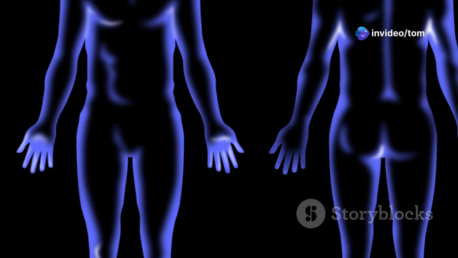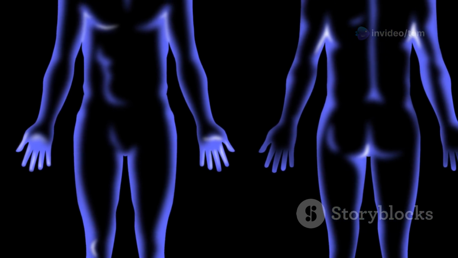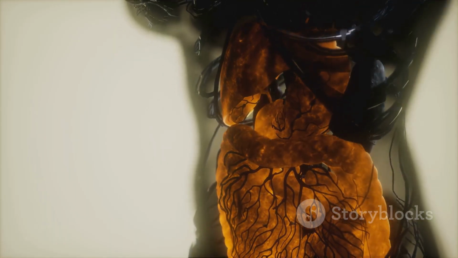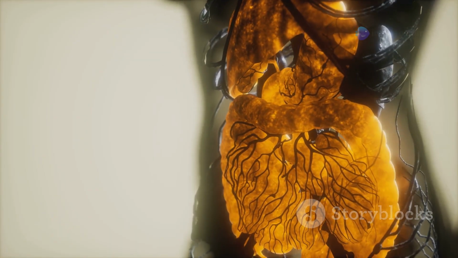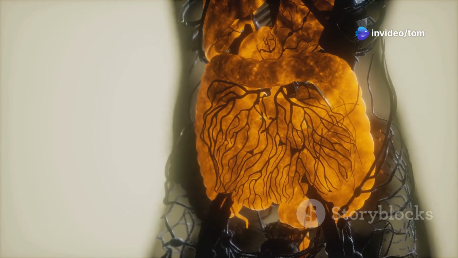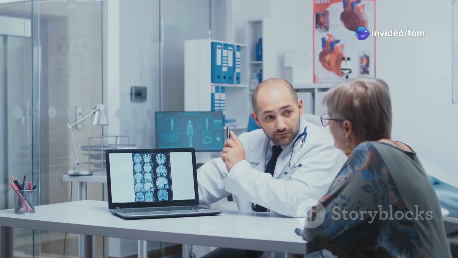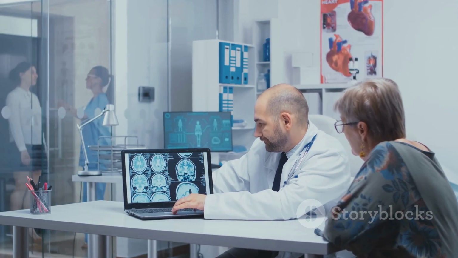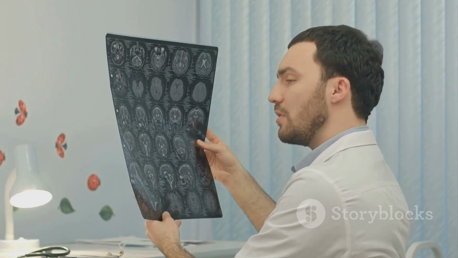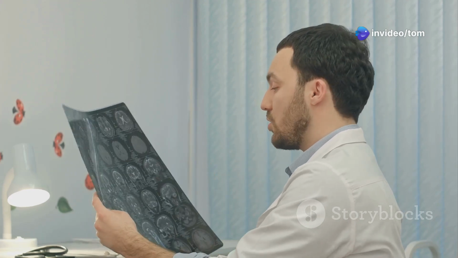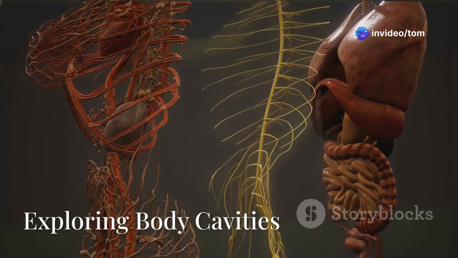The frontal or coronal plane divides the body into anterior or front and posterior or back portions. The transverse or horizontal plane divides the body into superior or upper and inferior or lower portions, creating a cross-section. Body planes are essential for medical imaging techniques like MRI and CT scans. By taking images along different planes, doctors can get a comprehensive view of internal organs and diagnose injuries or diseases.